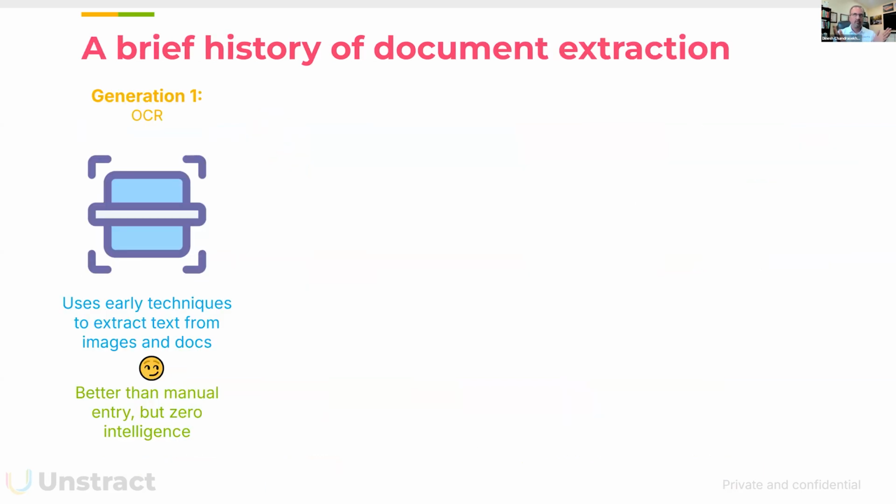So, brief history of document extraction, right? First, generation one, or the standard OCRs. I mean, this has been around for years, and I don't think I need to elaborate on the point that it extracts text from images and documents. You put in a scan, and it gets the text out. Yeah, I mean, it's better than manual entry, but zero intelligence, right?